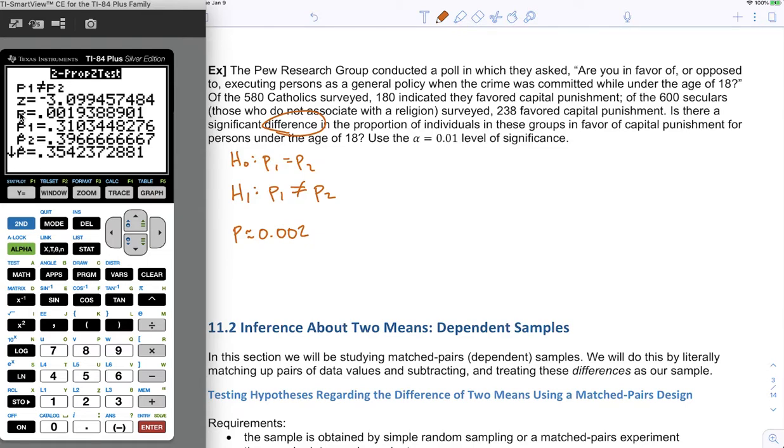Okay, so our alpha level was 0.01, so certainly p is less than alpha. This means that our evidence is strong. It is considered statistically significant evidence. The probability of getting these results, if H naught was true, is very low. So this gives us a reason to reject H naught.